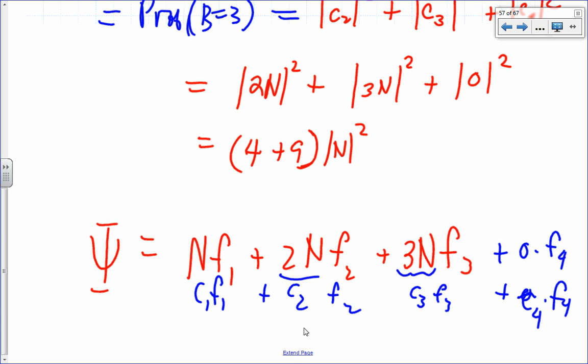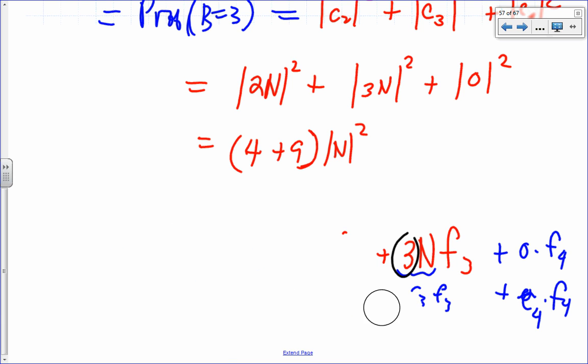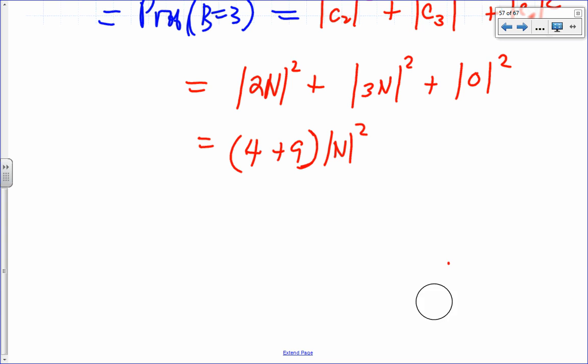So the fact that this is a 2 and that's a 3, that's just coincidence. Poor choice of numbers for me, got you a little confused there. But it's just the coefficient of function 2. In this case, it happens to be 2n, and then this is the coefficient of function 4, which is 0.